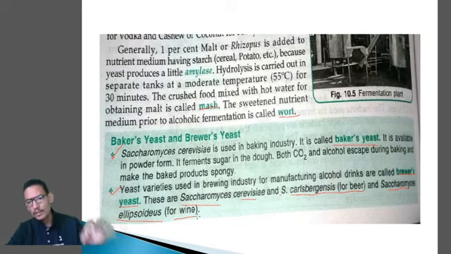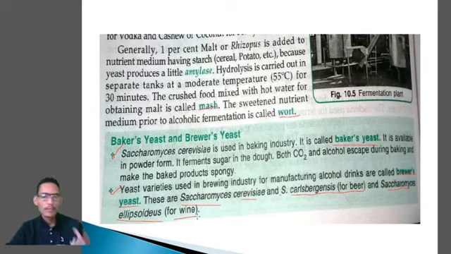So kindly remember the names of the yeast which are used in making alcoholic beverages, and remember which one is known as baker's yeast and which one is known as brewer's yeast also. Clear? There is no confusion, because Saccharomyces cerevisiae is known as baker's yeast and also as brewer's yeast, and Saccharomyces carlsbergensis is known for beer because it is used in the preparation of beer, and Saccharomyces ellipsoideus is used in the preparation of wine. So remember the names of the microbes and for what purpose they are being used.